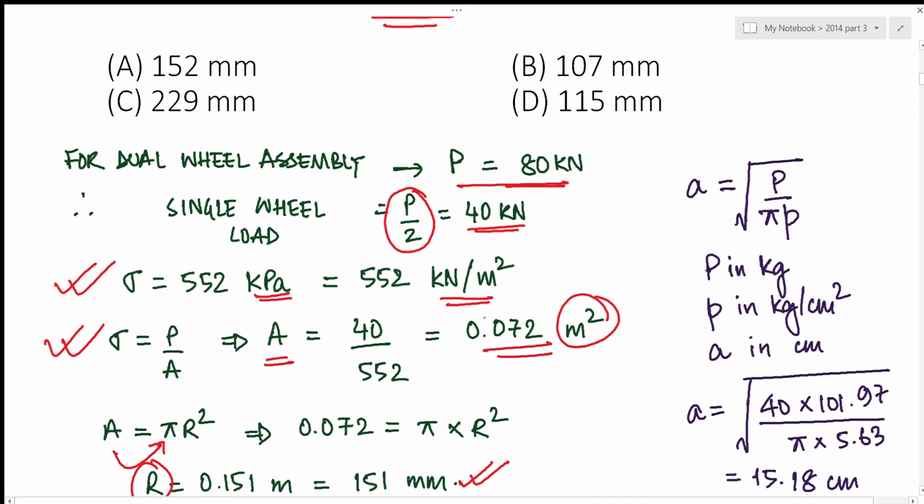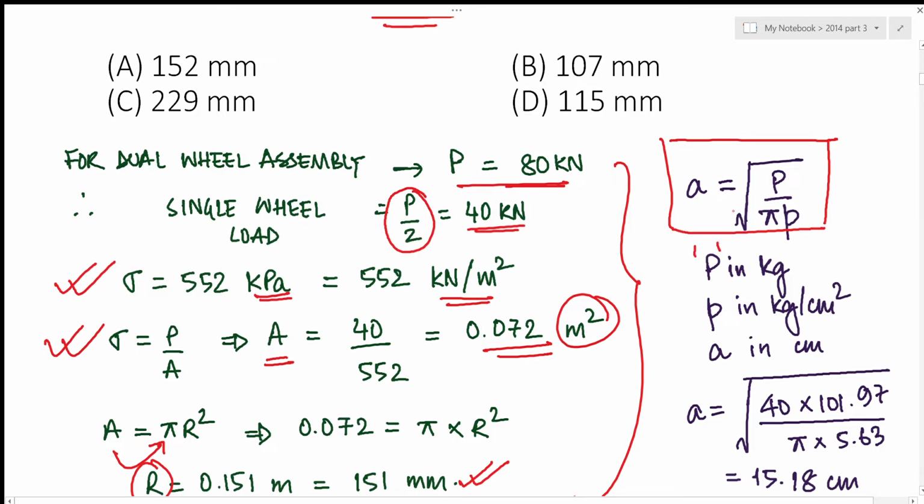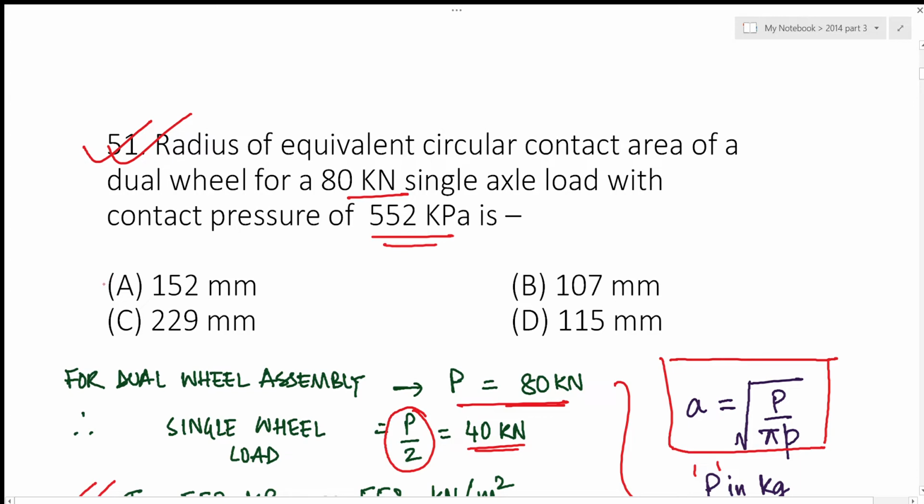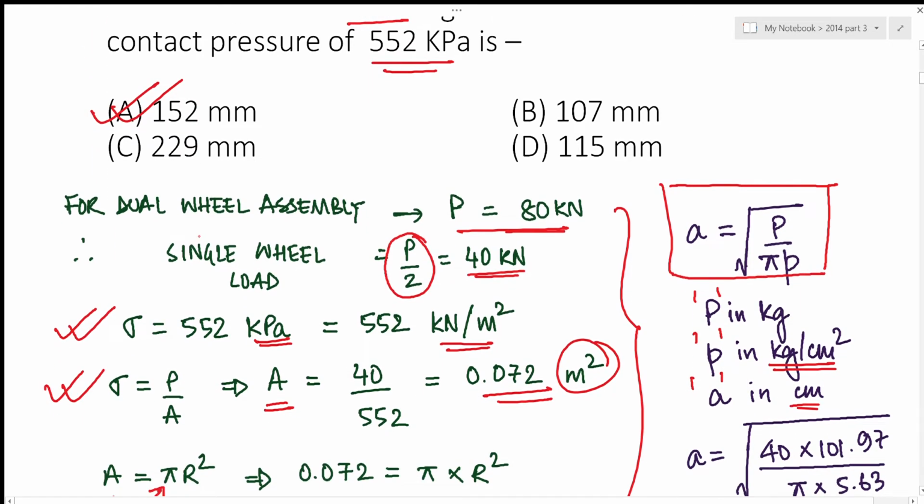Now you can also solve this particular numerical by this formula, where A is equal to root over P by pi p, where capital P is in kg and it is the load, small p is the contact pressure which is in kilogram per centimeter square, and A is the radius of equivalent circular area in centimeter. So if you replace the values and convert the units to kg and kg per centimeter square, then the radius of equivalent circular area would come out to be 15.18 centimeter or 151.8 millimeter. So the nearest answer for this question should be 152 millimeter. You can solve this numerical in both ways.